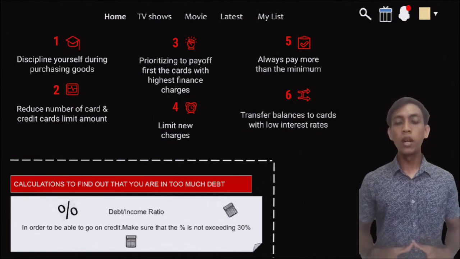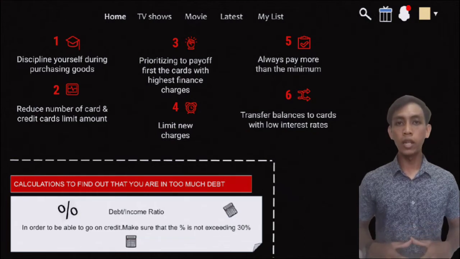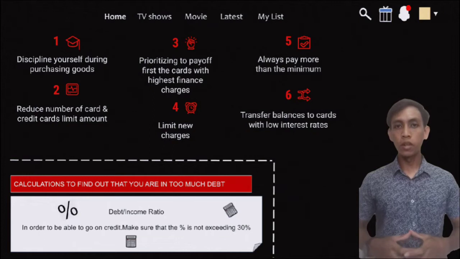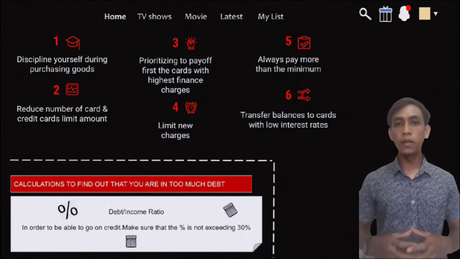The third one, prioritize paying off first the cards with the highest finance charges. Other than that, limit new charges. The next one is always pay more than the minimum. And last but not least, transfer balances to cards with low interest rates.